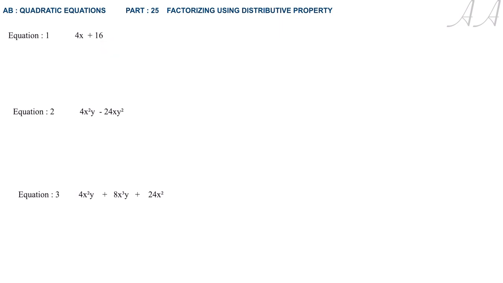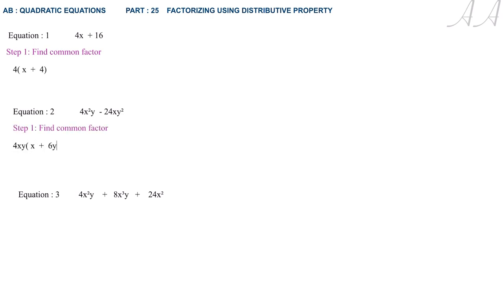Equation 1 is 4x plus 16. Step 1 is finding the common factor. So let's take 4 out because we have 4x plus 16. Both of them can be divided by 4, so let's take 4 out. 4 times x is equal to 4x, plus 4 times 4 is 16. So this one is actually a real one.